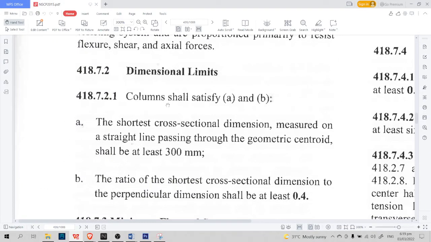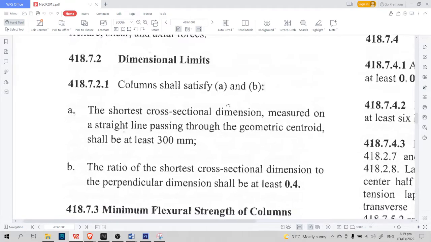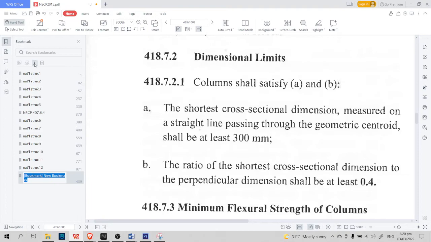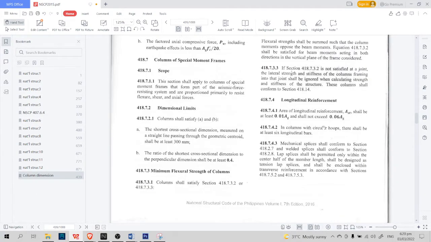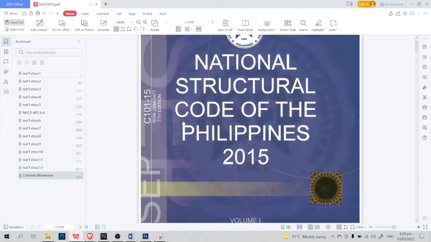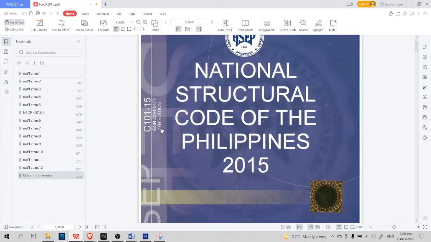Dimensional limit. So, I hope nakatuto kayo. So, column shall satisfy A and B. So, sabi niya, the shortest cross-sectional dimension measured on a straight line passing through the geometric centroid shall be at least 300 mm. So, ulitin ko, ito kasing version ng NSCP 2015 na to. Ito. So, National Structural Code of the Philippines 2018, 7th edition.